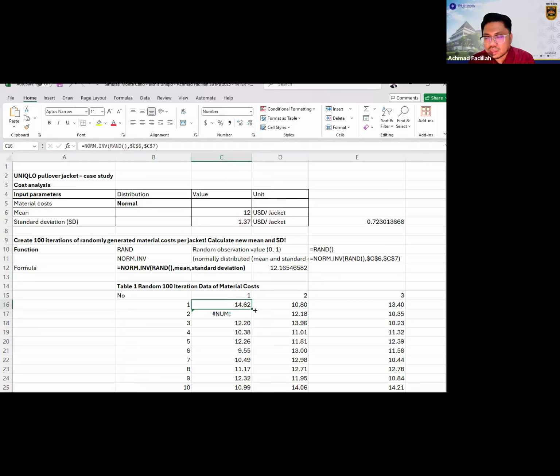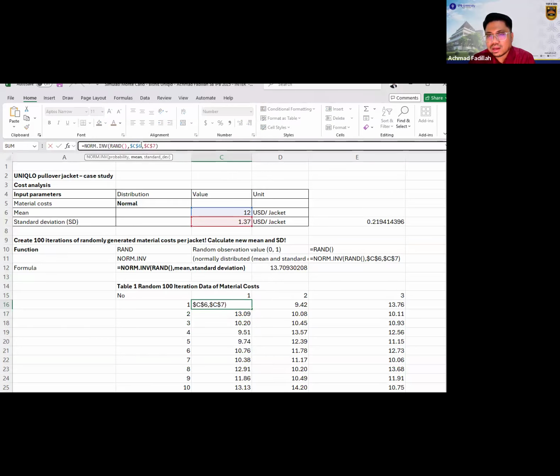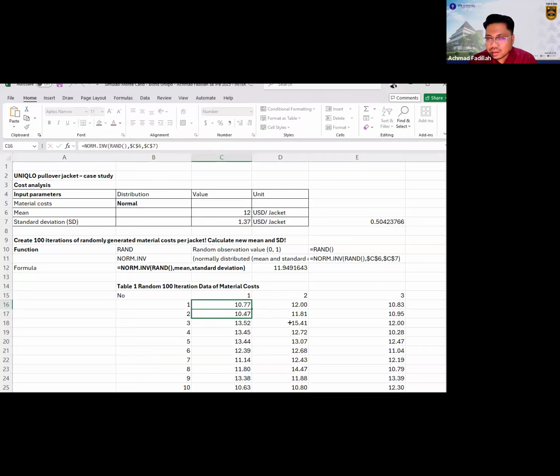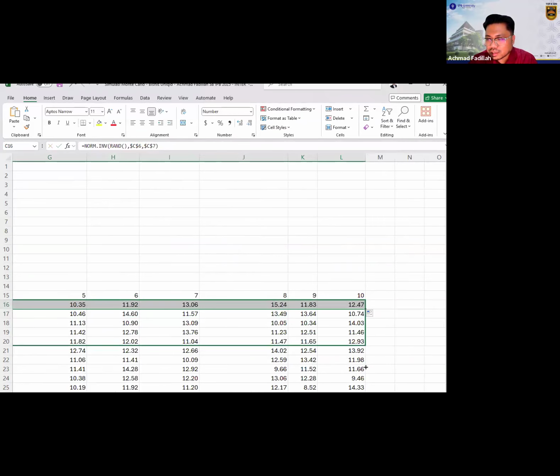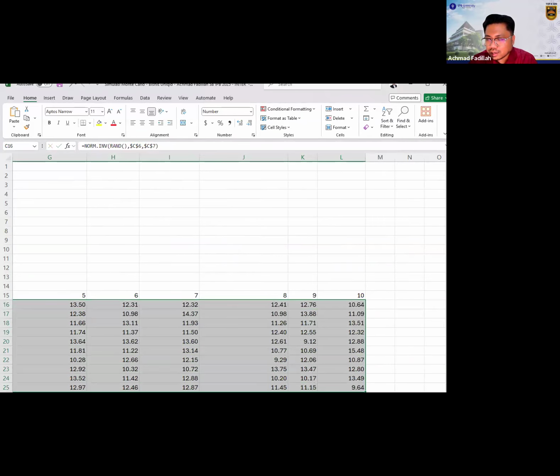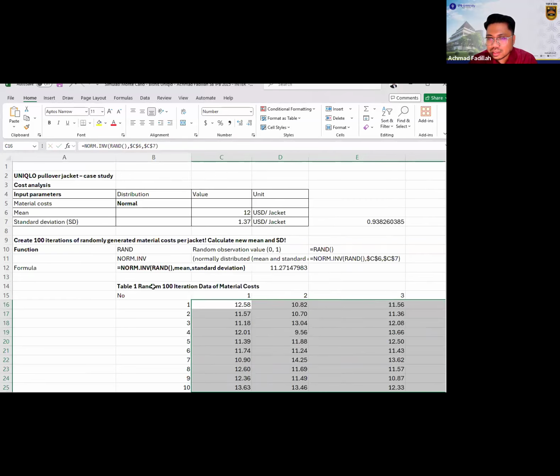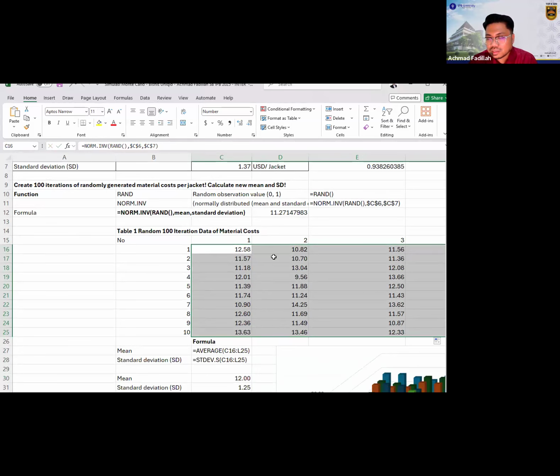This will help, so just make this one with the dollar symbols, and then drag this to the right, and you can even drag it to the bottom. And then voila, directly you have randomly generated 100 iterations.